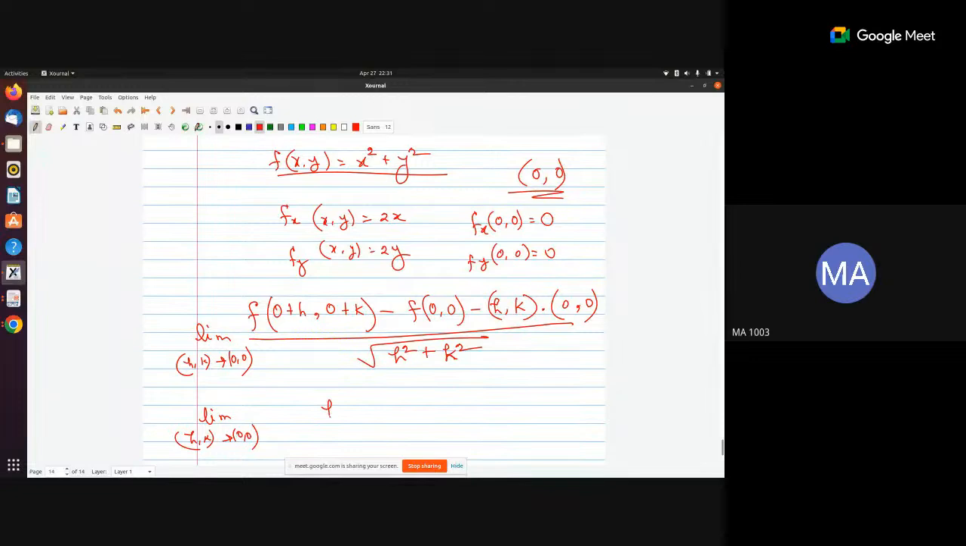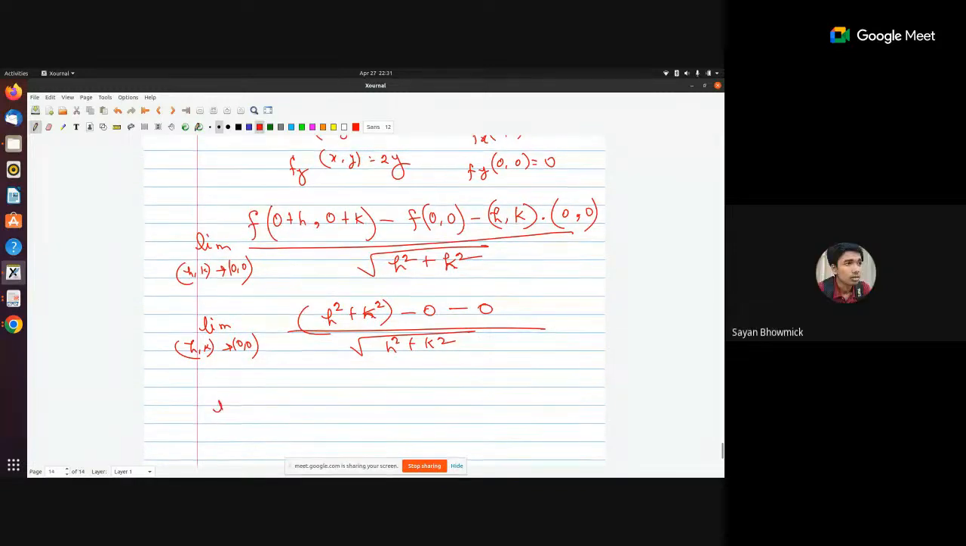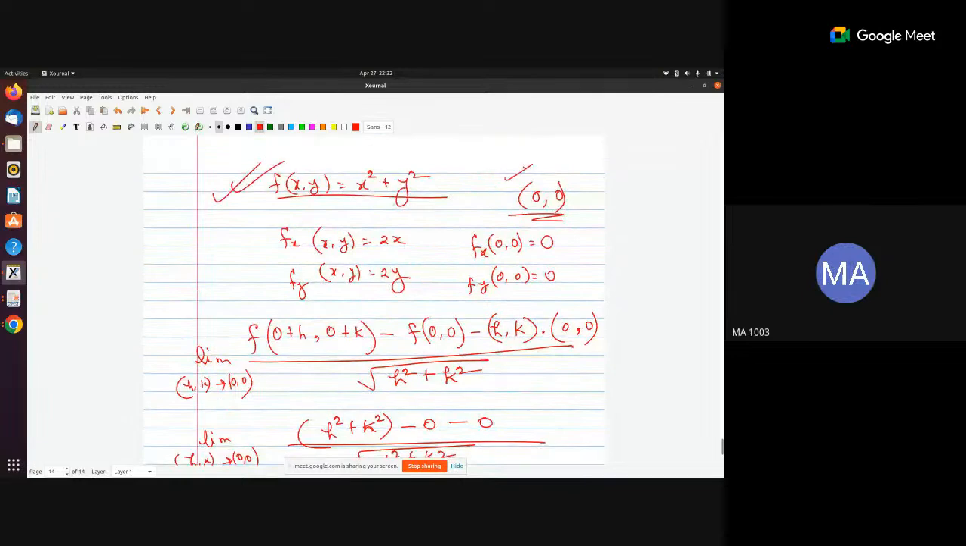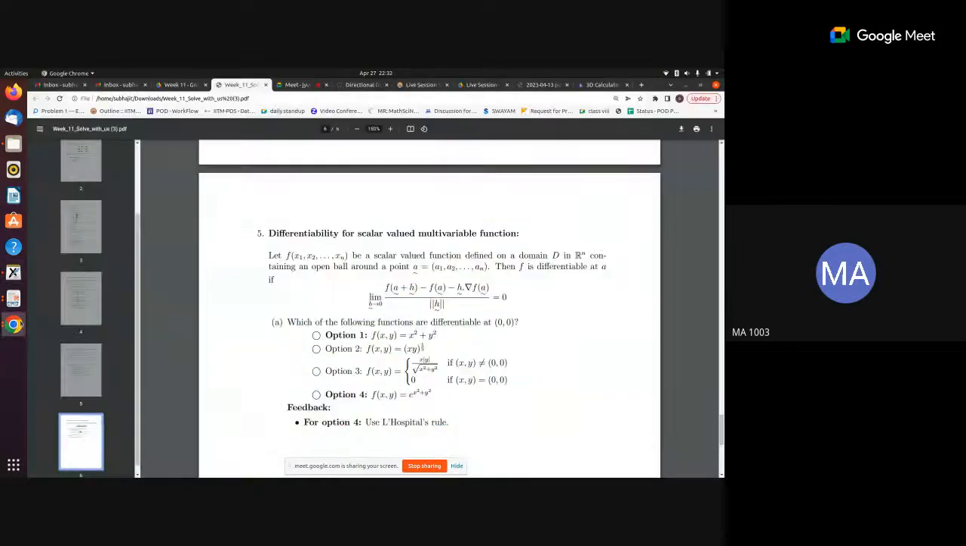So what is f of h comma k? This is h square plus k square. f of 0 comma 0 is 0. This is also 0, divided by root of h square plus k square. So sir, it's getting 0 in the limit. So eventually it is 0. So our limit is 0, that means this function is differentiable at 0, 0. If some other limit comes, say 2 or 1, then we say that it is not differentiable. Here, whether the limit exists is not the priority; the priority is that the limit should be 0.